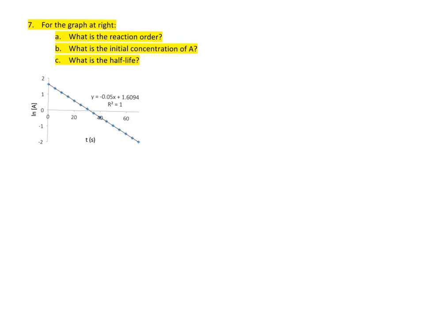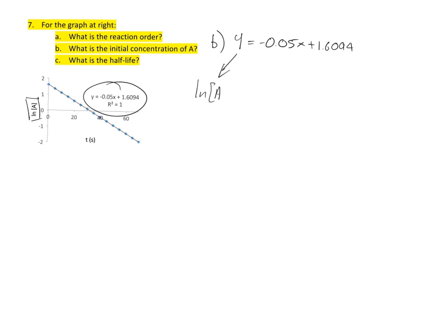Okay, so now, what is the initial concentration of A? This is part B. Well, let's see. We have our equation here, right? We have y equals negative 0.05x plus 1.6094. But what does this mean? Well, if we look here on the y-axis, y is represented by ln of A. So we can write that down. y is ln of the concentration of A, I should say. And on the x-axis, x is represented by t in seconds. So if we write that down, x is represented by t in seconds.